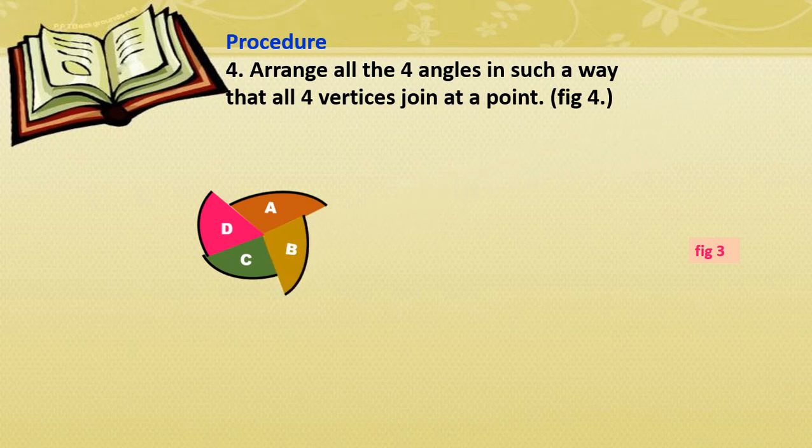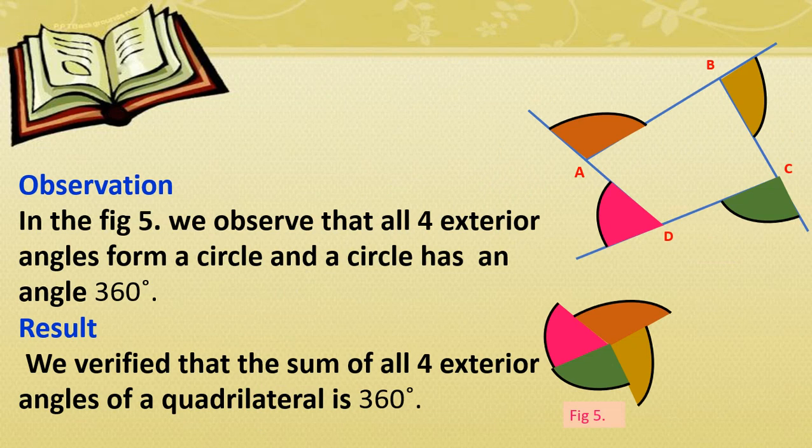What we are getting here in this figure is that at a point all the angles are joined. So here we observe that in figure number 5, all 4 exterior angles form a circle, and we know that a circle has an angle of 360 degrees. That means we can say the sum of all 4 exterior angles of a quadrilateral is 360 degrees. So our activity is complete, which shows that the sum of the exterior angles of a quadrilateral is 360 degrees.